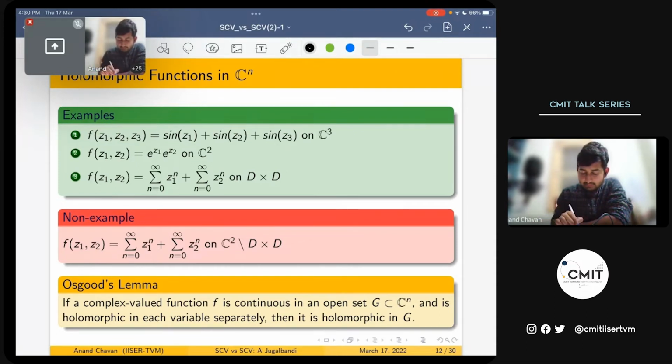Similarly, in each term, e^{z1} can be written as a power series expansion, and e^{z2} has a separate power series expansion. If you multiply them, we get again a power series expansion, and hence it is holomorphic.